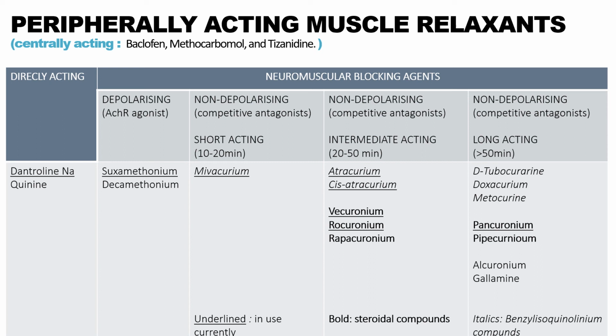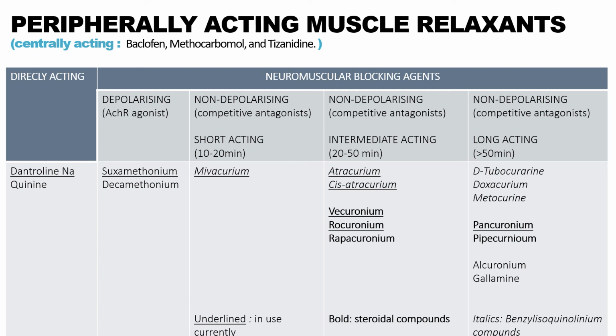The italic medications, the benzylisoquinoline compounds, are, for example, atracurium and cisatracurium. They can release histamine, and that is the side effect of benzylisoquinoline compounds. Histamine release can actually cause even anaphylaxis or anaphylactoid reactions. That's in brief about peripherally acting muscle relaxants.